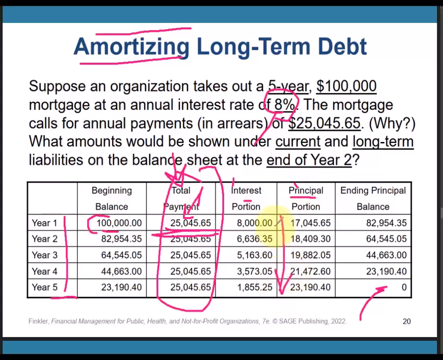And just like your home loan, you can see that in the beginning years, most of it is going to interest and less is going to principal. But then at the end, most of it goes to principal and less of it is going to interest.